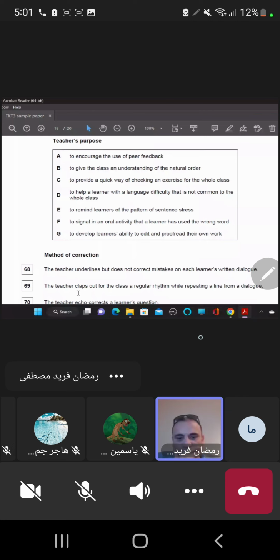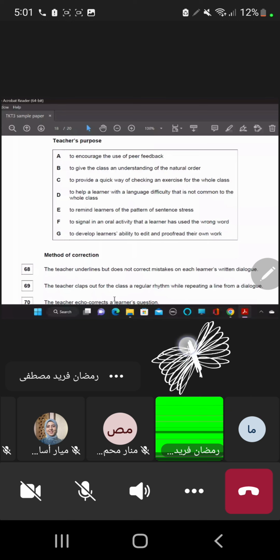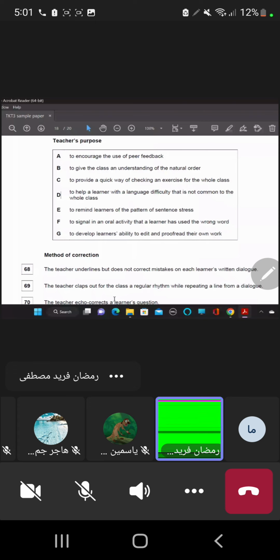The teacher claps out for the class a regular rhythm while repeating a line from a dialogue. Letter E. To remind learners of the pattern of sentence stress. Yes, right. Of course. Number E is the correct answer.